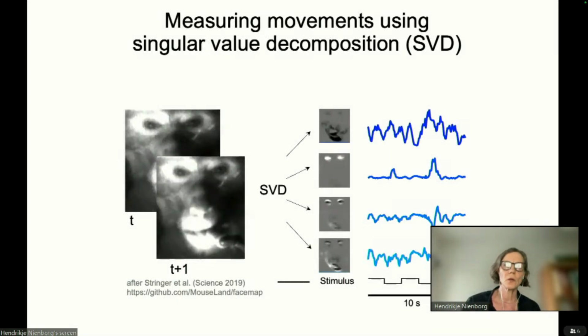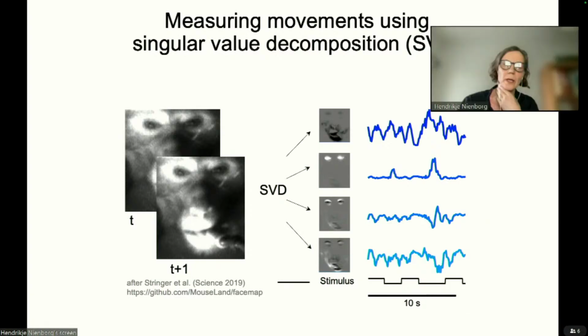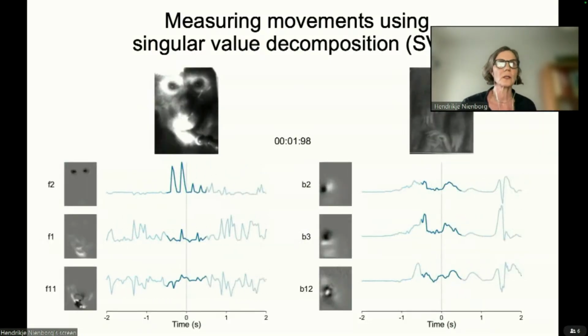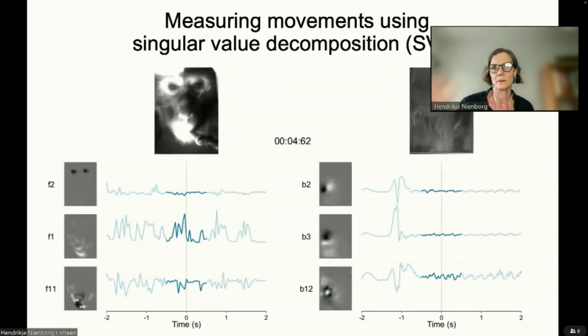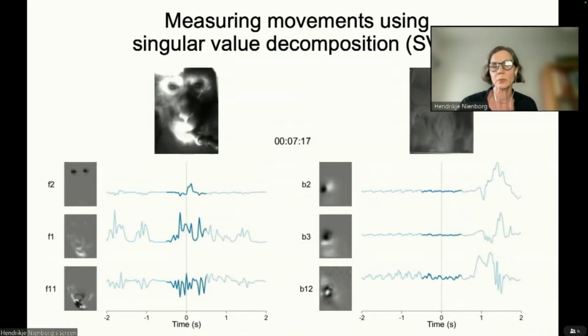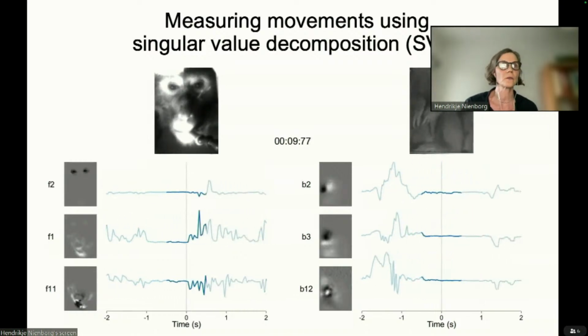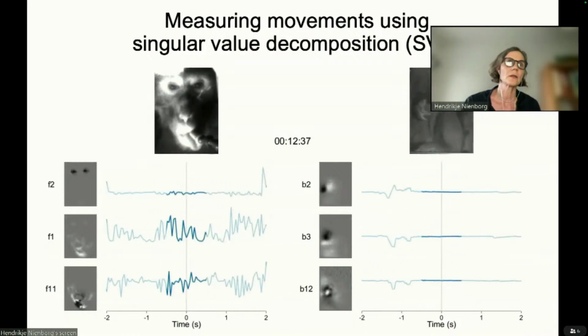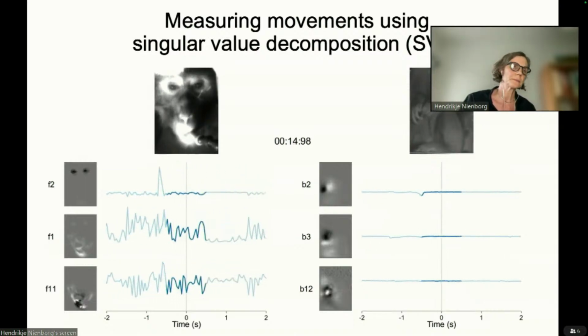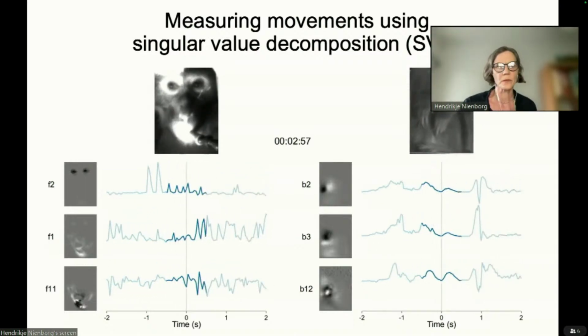And we used a way to quantify the movements that was inspired by the analyses that were done in mice: singular value decomposition, which gave us movement components. We then projected the movie back onto these components, and these are the movement traces. You can see here how these time courses relate to plausible movements of the monkeys. For instance, this F2 component reflects movements around the eye, and similarly, for instance, movements around the mouth.